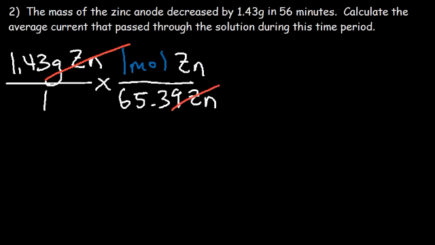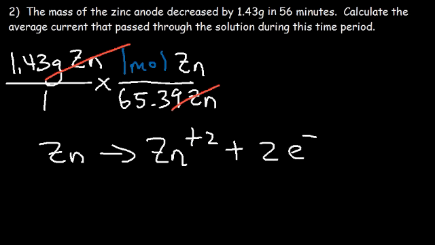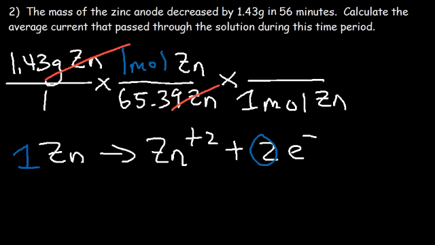Now we need to convert moles of zinc into moles of electrons. And for the zinc half reaction, because we're dealing with the anode, we know oxidation occurs at the anode. So it's going to be written this way. But the important thing is the molar ratio. And we can see that the molar ratio is 1 to 2. So that means that for every 1 mole of zinc that is displaced into the solution, 2 moles of electrons pass through the wire or through the solution.